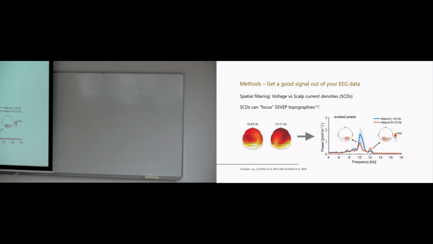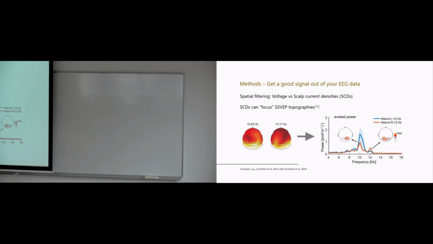And there is an argument that can be made, and this is something that might be more true for visual steady-state responses, that you should be looking into scalp current densities, the scalp current density measure of EEG, rather than the voltage itself. You can compute that from the voltage. I think if you use FieldTrip for data analysis, for example, they have that nicely built in.